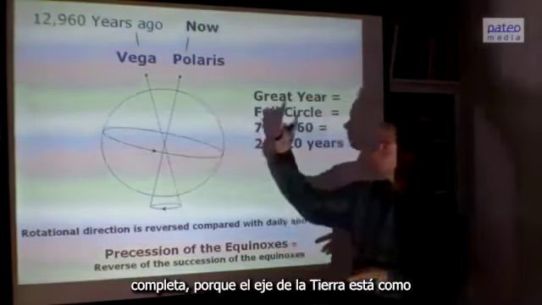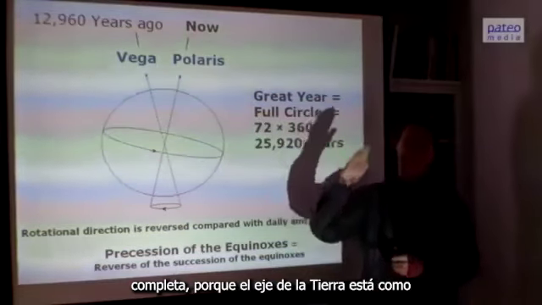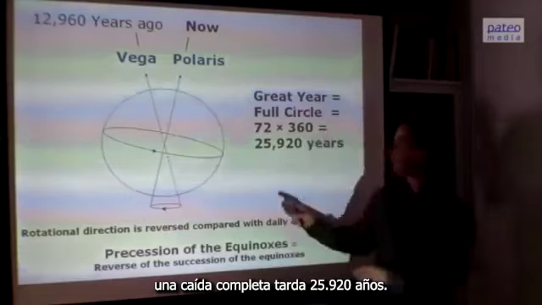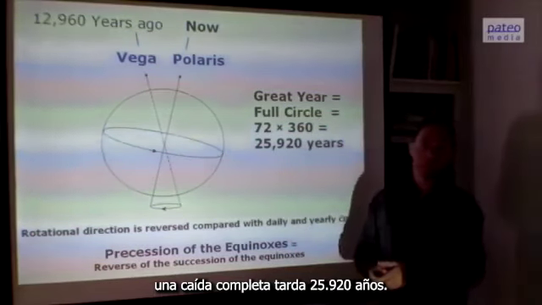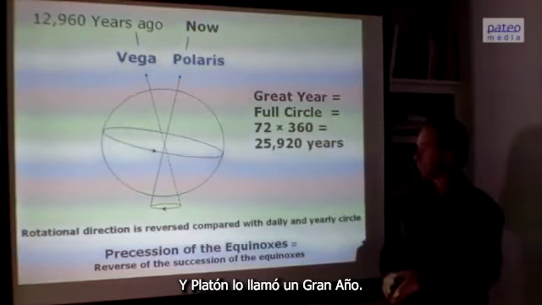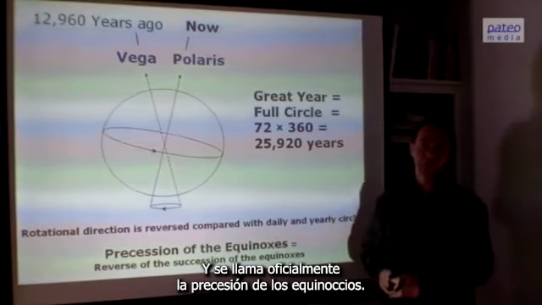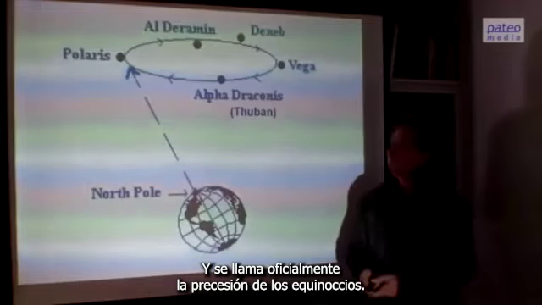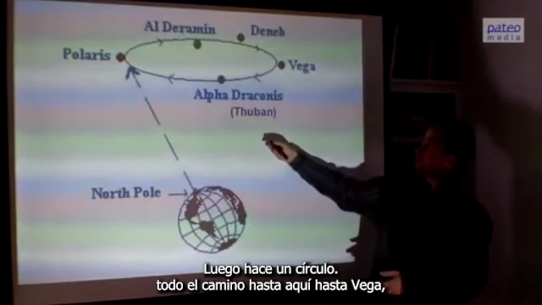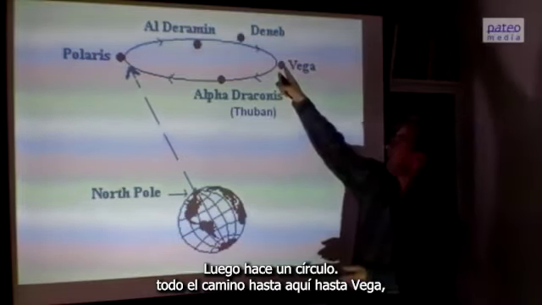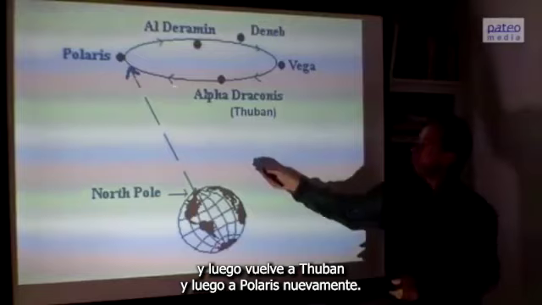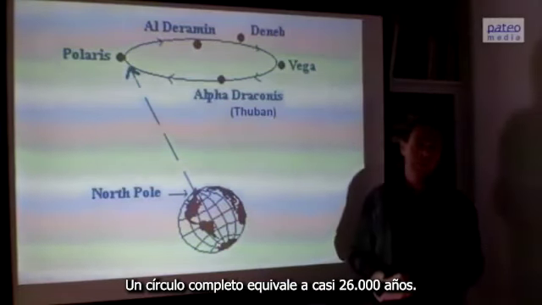And one full orbit, because the Earth is like a tumbling top like this, a full orbit, a full tumble, takes 25,920 years. And Plato called that a great year. And it's officially called the precession of the equinoxes. Now it's nearly pointing to Polaris, then it makes a circle, goes all the way here to Vega, and then it goes back through Thuban and then to Polaris again. One full circle is nearly 26,000 years.